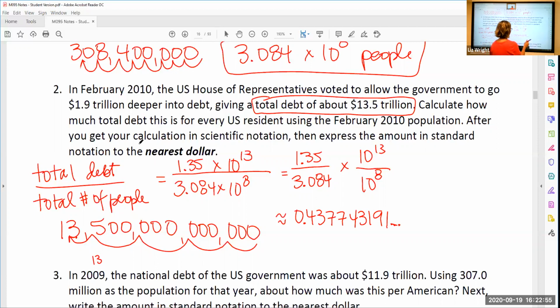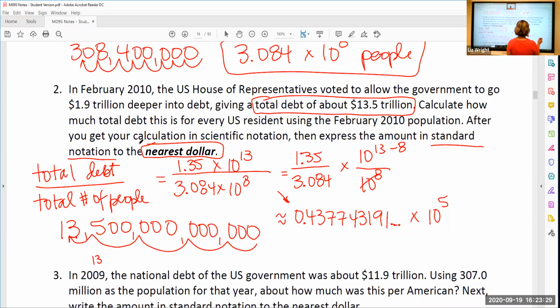And the reason why I'm taking it out that far is because I know on this side over here, we're going to have 10 to the 5th. And so thinking about this number on my mantissa, if I move that decimal place 5 places to the right, 1, 2, 3, 4, 5. Up here it says, then express my final amount in standard notation. And we're going to round it to the nearest dollar. So we're rounding it to the nearest whole dollar.